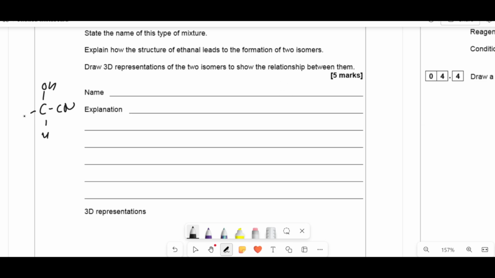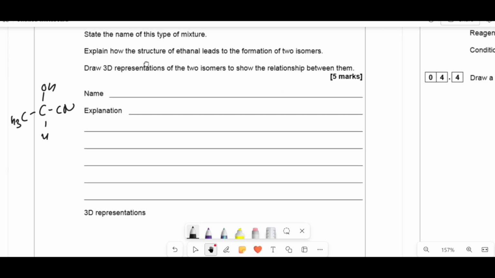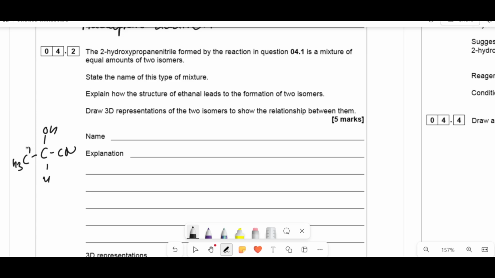So that's going to be H3C from before, because we've made 2-hydroxypropanenitrile. So 1, 2, 3, propanenitrile, 2-hydroxy, right? Can you see there's a chiral carbon? We'll have optical isomers. When you have an equal amount of optical isomers, you have a racemic mixture. We need to explain why this happens, then why you get an equal amount.